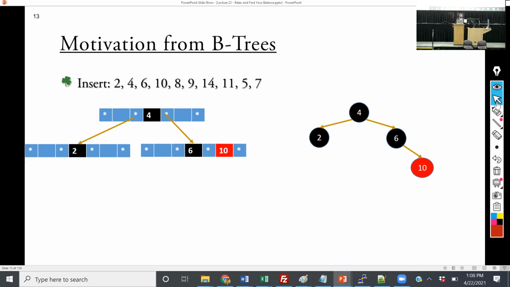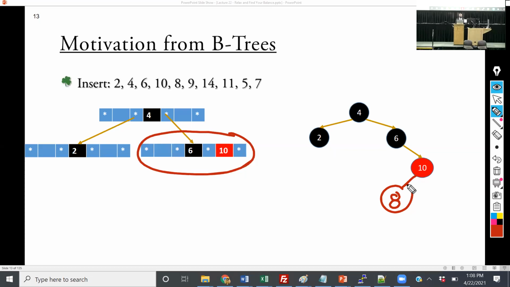All right, so let's continue. Now we're going to insert 8. So 8 would actually go here in the middle. 8 is initially going to be a left child of 10. But to go through this B tree experiment, what would actually happen is it would shift 6 over, so it becomes 6, 8, and 10. Since 8 is in the middle, it becomes a black node, 10 is red, and 6 is red.